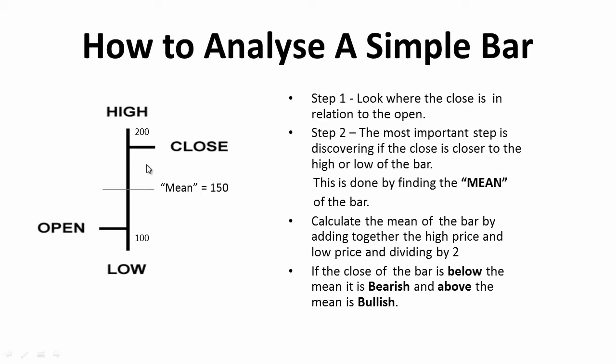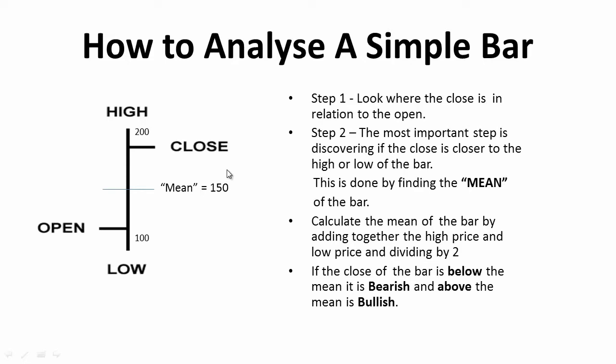In this example, we can see very simply that the close is far closer to the high than it is to the low. That means that this is giving us a greater probability that the next bar that forms should take the high out before it takes the low out of this particular bar that we're analysing.